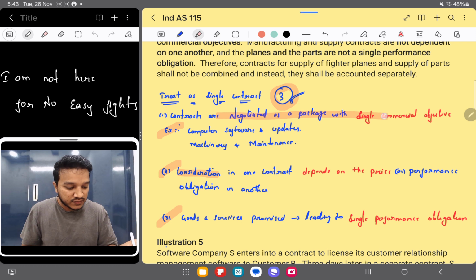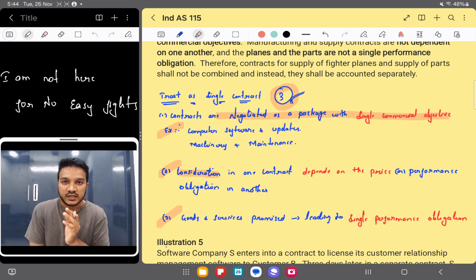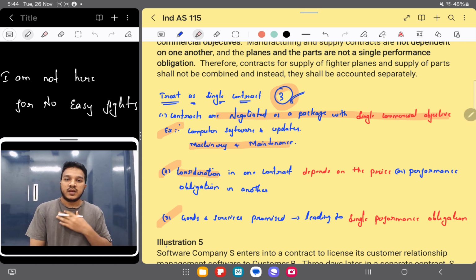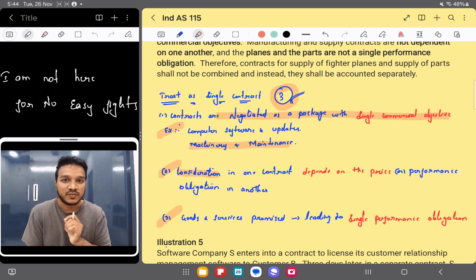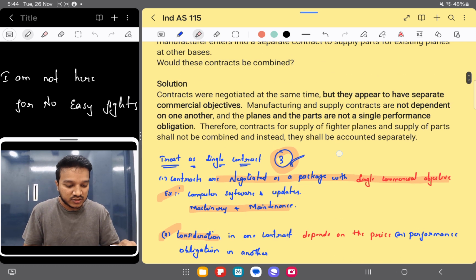Contracts are negotiated as a package with a single commercial objective. I have negotiated it as a package with a single commercial objective. I'll help you understand with an example, this machinery and maintenance. I am selling machinery and also giving maintenance services for the next 2 years. Here I am selling the machinery, that is one contract. Providing maintenance services is another contract. But what is the commercial objective here? Selling of machinery. It's a single commercial objective. Then these 2 contracts you can show as a single contract and recognize revenue. Now we will see this illustration.